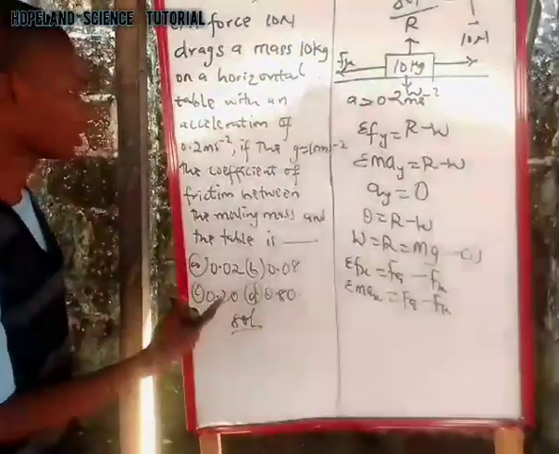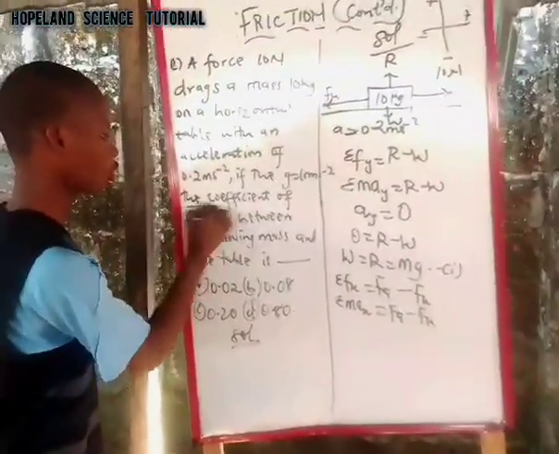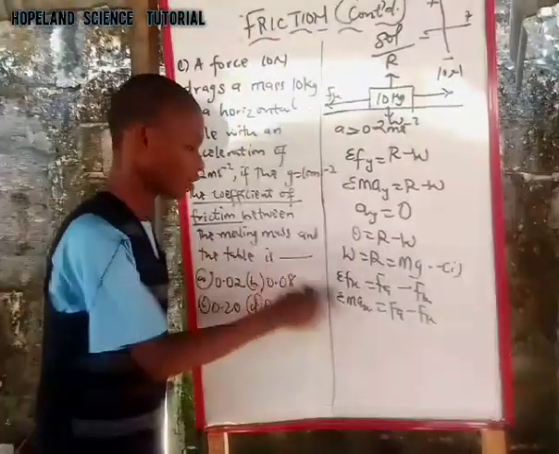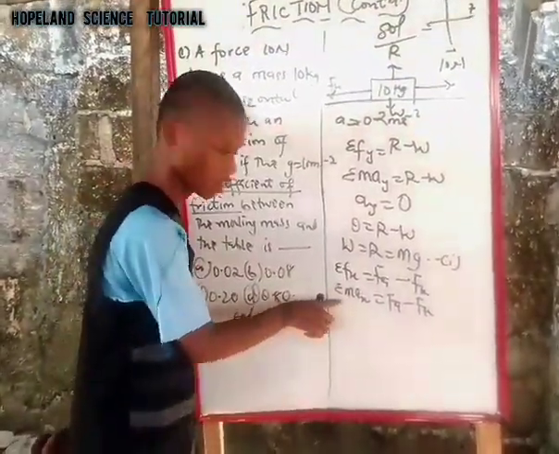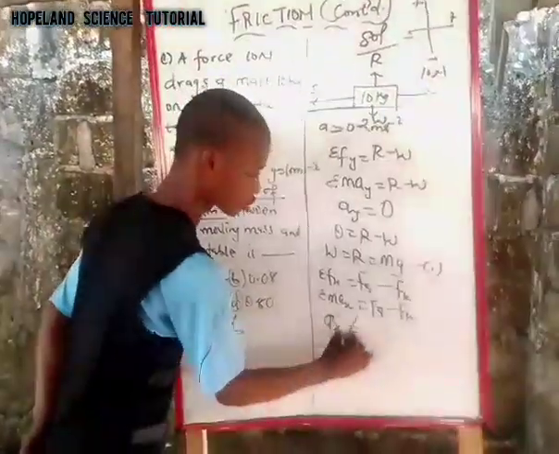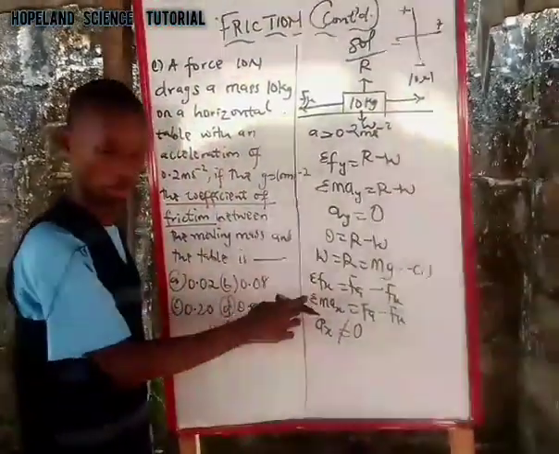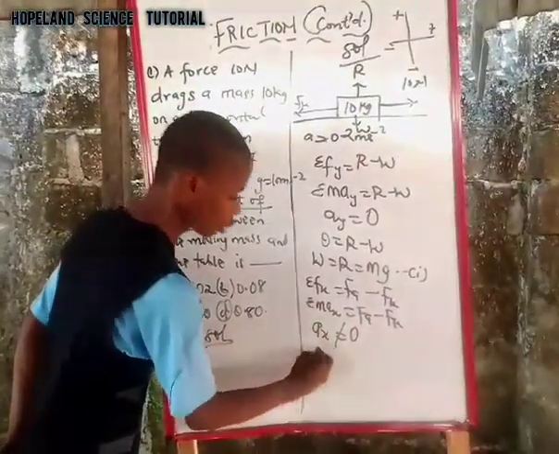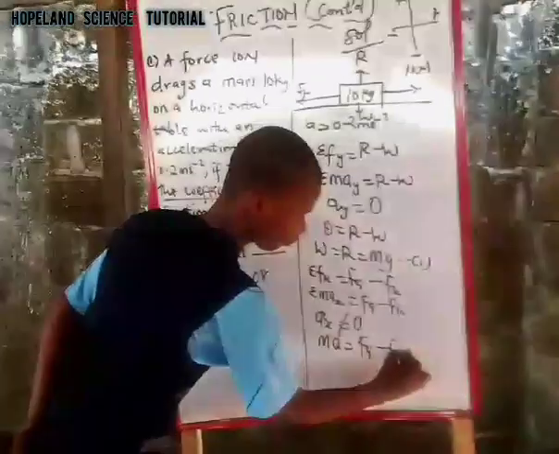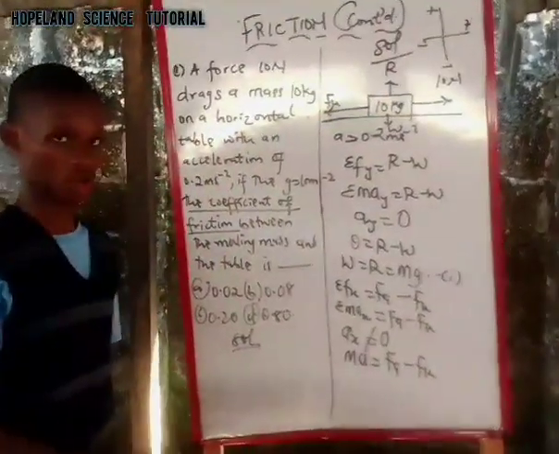So now continue from there. Remember, they are asking us to calculate the coefficient of friction between them. Now, if we look at summation Fs, the acceleration is not equal to 0 because it was in motion. So it means we are going to have ma equals Fa minus what? Fk. Are we together?